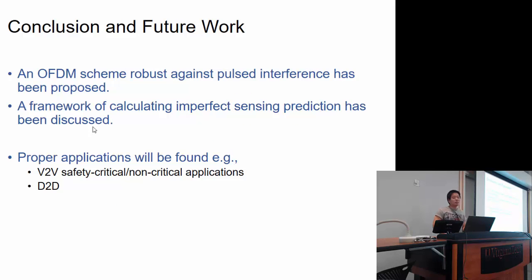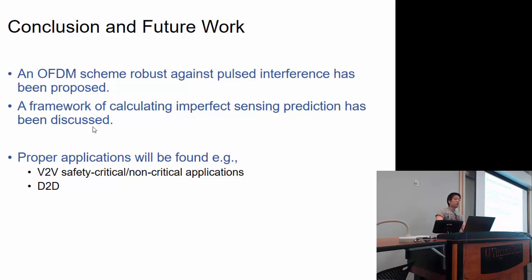So the main message through this talk is that we discussed an OFDM system that is more robust against pulse interference, and which is applicable for 3.5 LTE. Also, in addition to that, we discussed a framework for calculating imperfect sensing prediction based on ESC, which is suggested in the 3.5 LTE standard that's finalized recently. And now I'm seeking some proper applications.